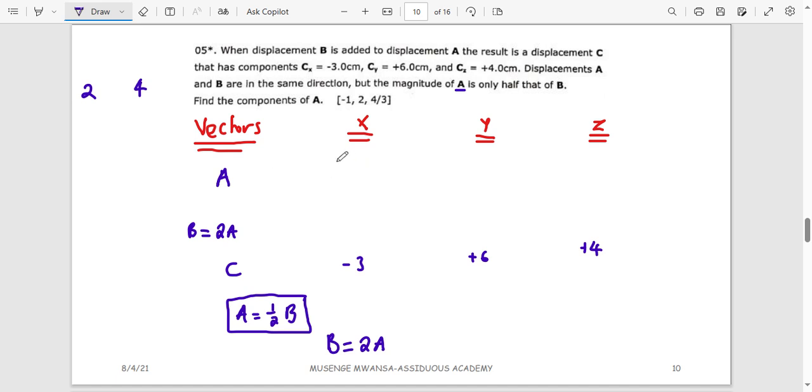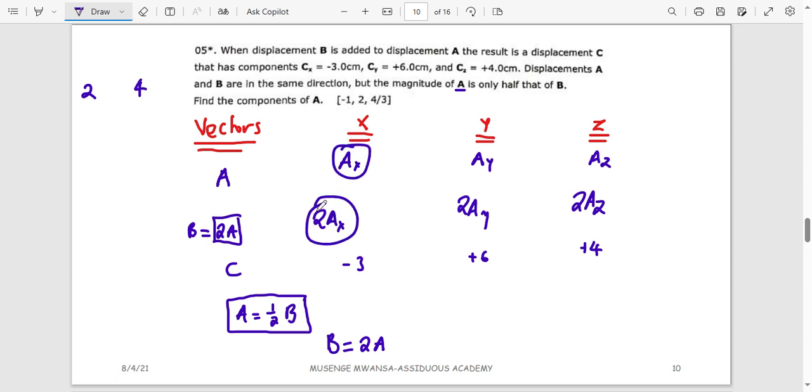So the x component of A is going to be Ax, this is going to be Ay, and this is going to be Az. How about the components of B? Because B is the same as 2A, the x component of B is going to be 2Ax, the y component 2Ay, and the z component 2Az. The reason we have done this is because you can't add if you have got A and B. You can only add like terms. That's mathematics, isn't it? So we can now add these.